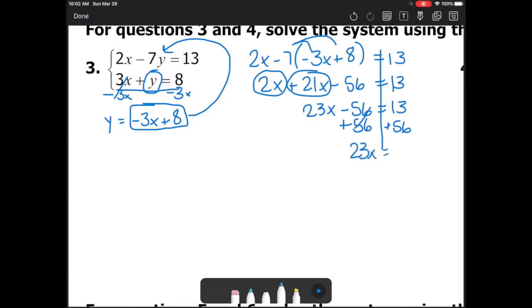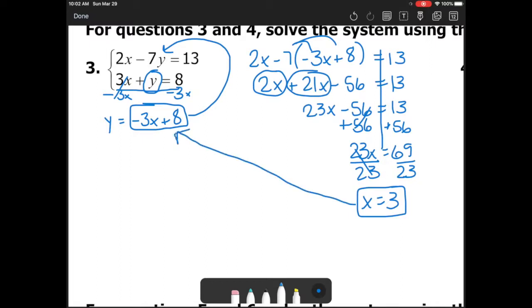23x equals 69. Divide by 23, and x is equal to 3. Okay, so now I know what x is. If I want to know what y is, I'm going to take x and put it right here. It says that y equals negative 3x plus 8.